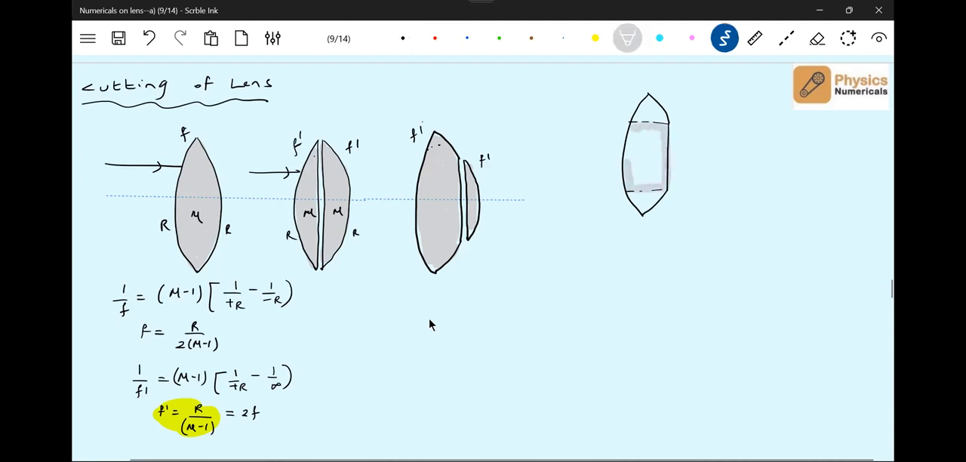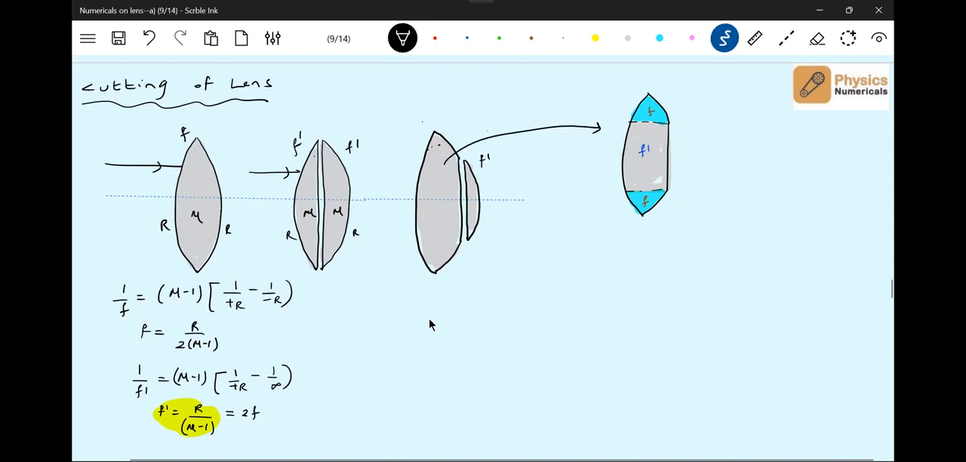So if you look at this lens, this part will have focal length f dash, and this part will have focal length f. In general, I'm writing it this way. This part will have f, and this other part will be f dash. I think I'll better show it this way. Okay, now if you cut it this way.